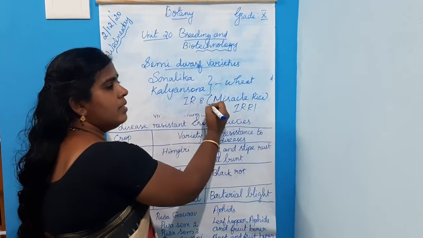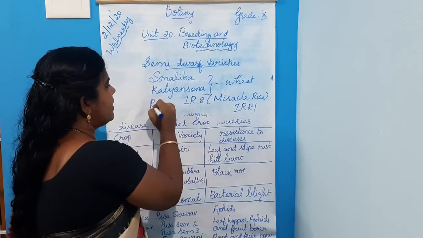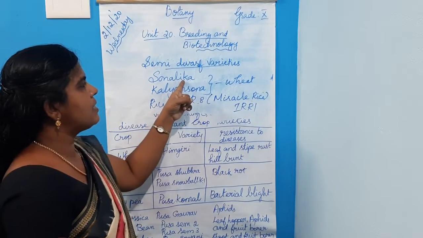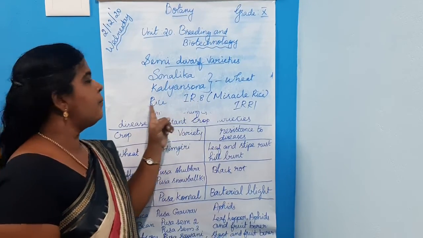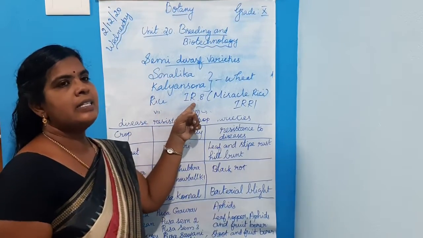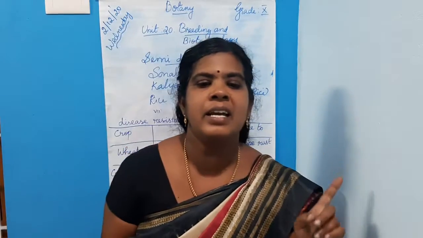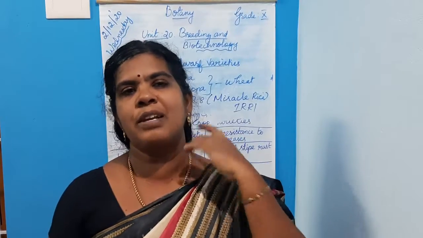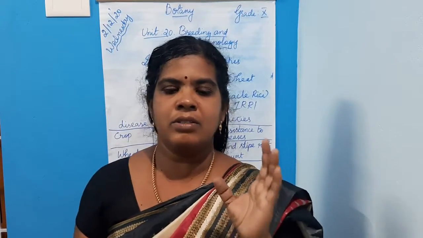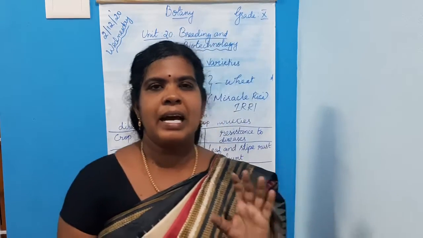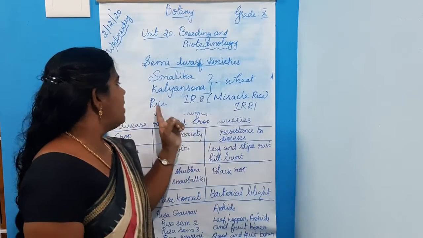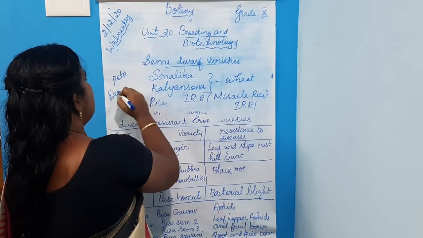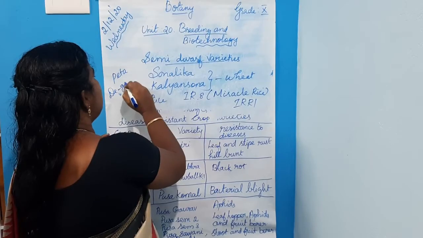So IR8 is a semi-dwarf rice variety. This is a rice variety; these two are the wheat varieties. The wheat varieties introduced from Mexico are Sonalika and Kalyan Sona. Then this rice variety IR8 is a semi-dwarf rice variety introduced from the Philippines. In 1966 this was introduced in the Philippines and India. It was the hybrid of the high yielding rice variety Peta and Dee-geo-woo-gen.